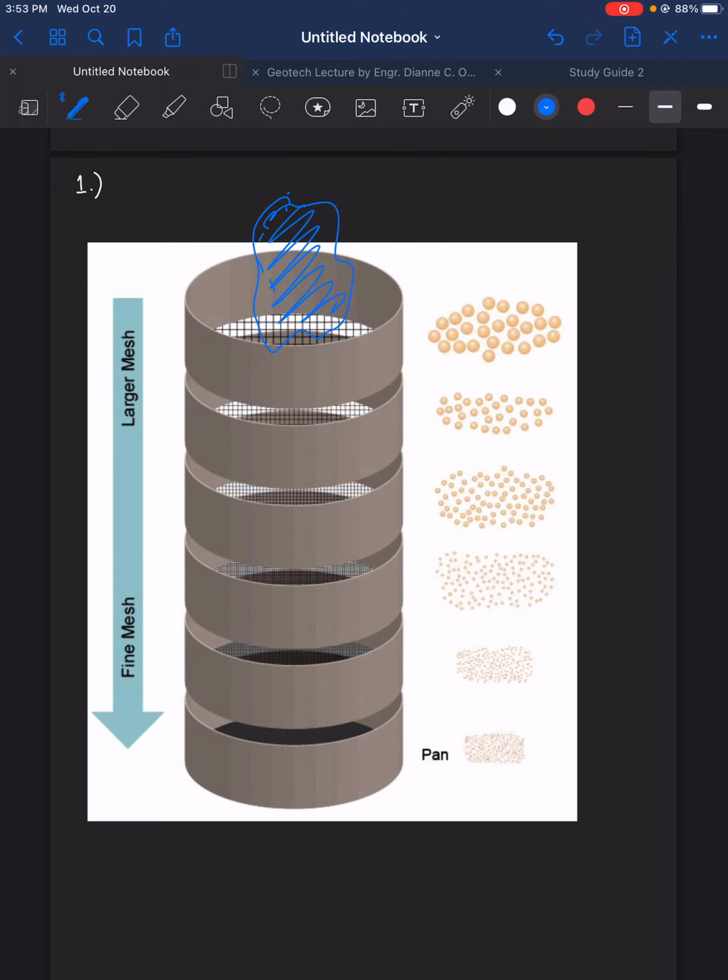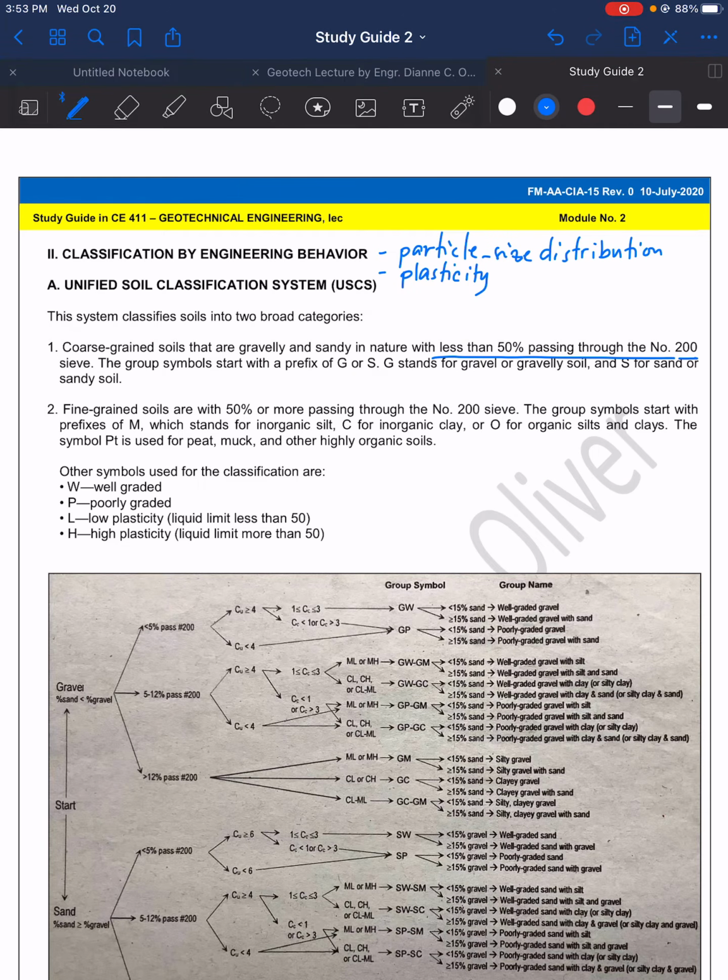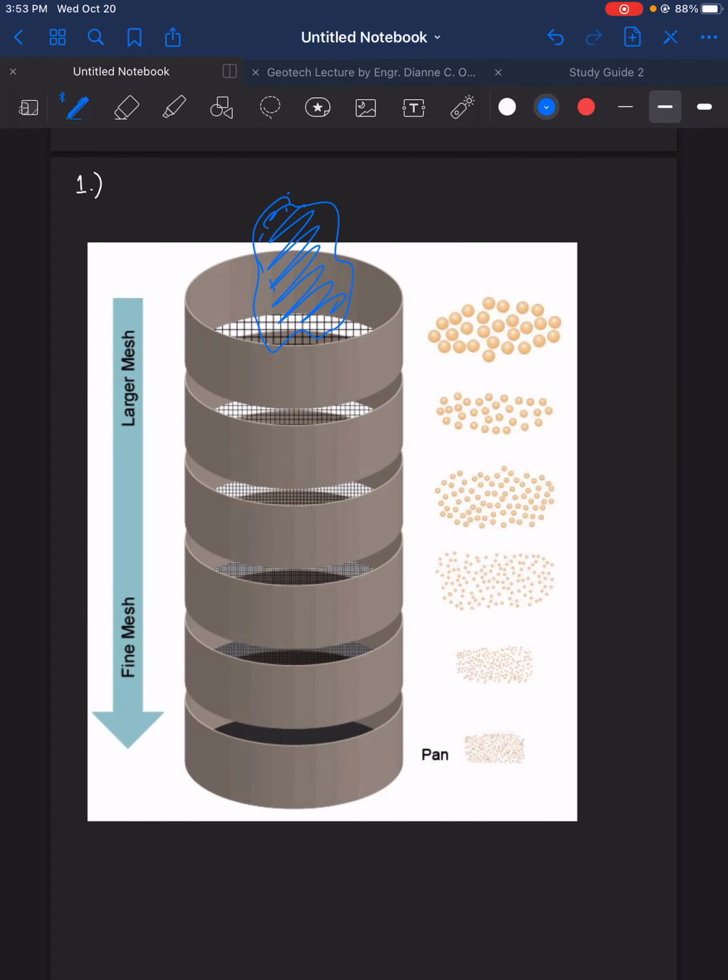If we put a soil here, obviously, as you can see from the mesh, some soil will pass through this mesh. From the definition of a coarse-grained soil, it says less than 50% passing through the number 200 sieve. If there is less than 50% passing, it means there is a greater percentage retained on this mesh or in this sieve.